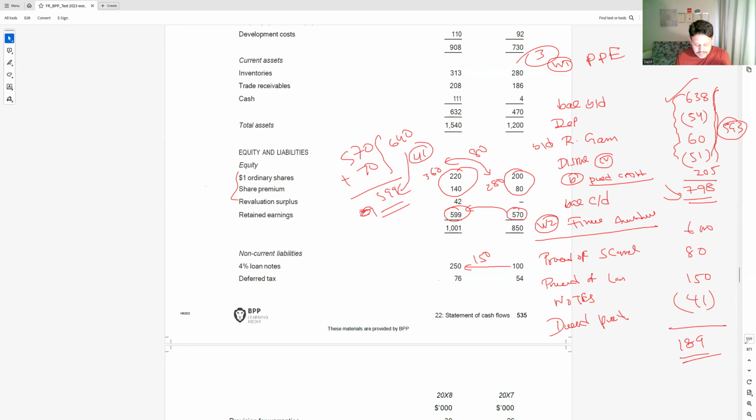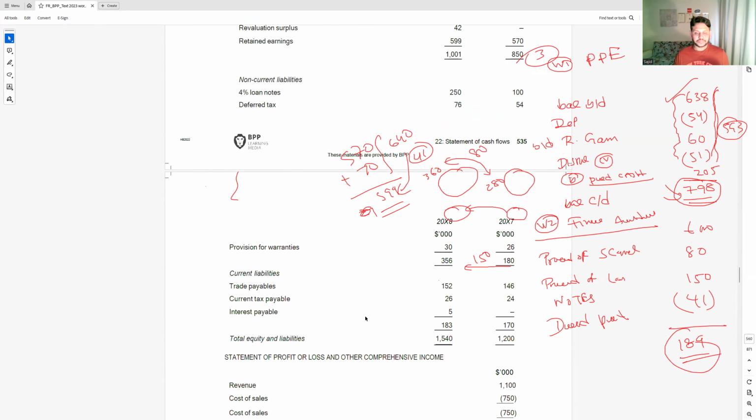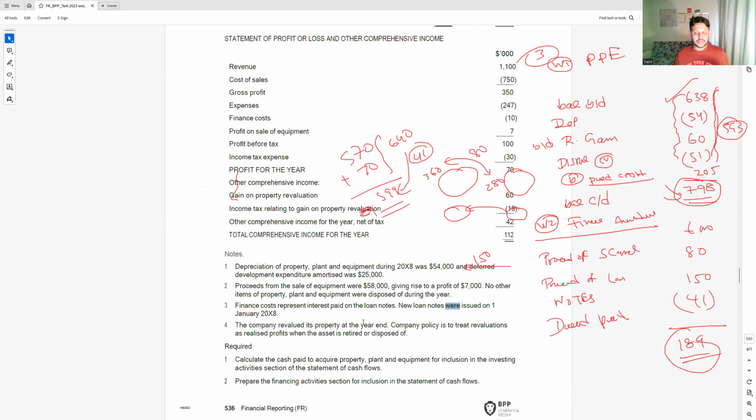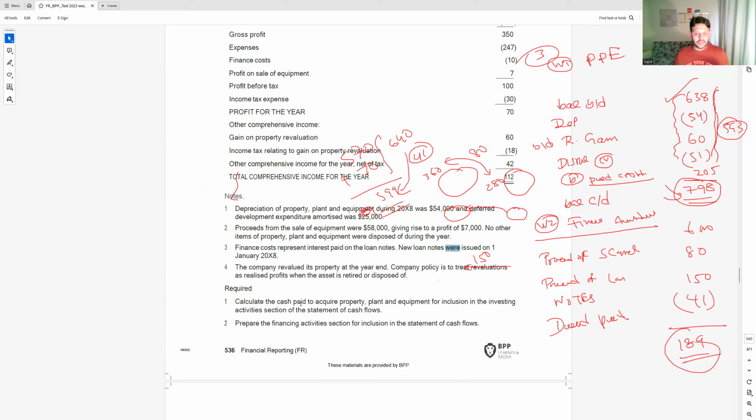That's my financing activities. So now we have PPE, that is 798, and 189 for the financing activities. So I think that's it. These are the two things they asked for in this question. Let's quickly go back and check the requirement once again. Yeah, it's to calculate the cash paid for the PPE, and prepare the financing activities. So that's it, it's done.